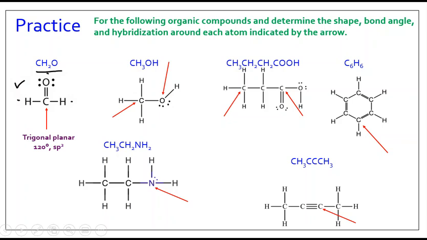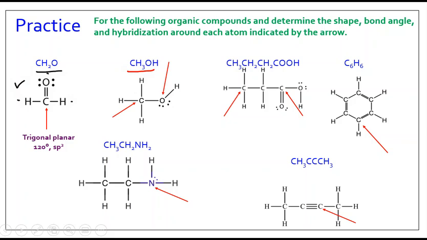Now let's look at this one, the methanol, CH3OH. We're going to identify the carbon and the oxygen here. Let's start with the carbon. Looking at that carbon, how many bonded atoms do we have around that carbon? 4. How many lone pairs around that carbon? 0. So what would be the shape around that carbon? 4 bonded, no lone pairs, that's a tetrahedral, exactly.